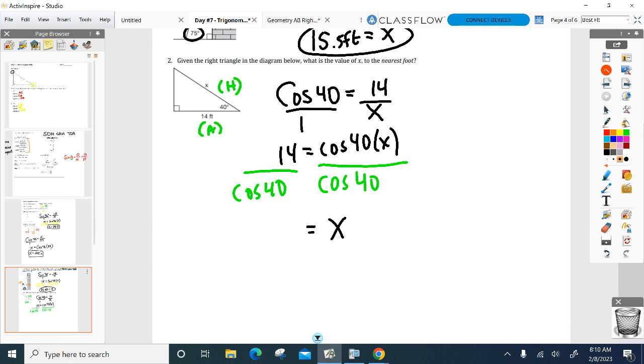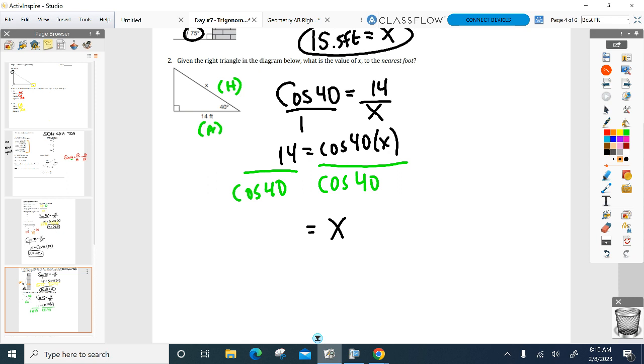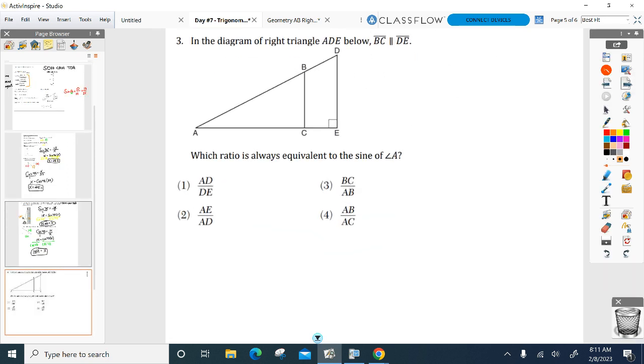And what are we looking for? Nearest foot. When you have it now, nearest foot, 18. 18 feet. Good work. Any issue? We're picking this up pretty well until I fool you in a couple questions. All right.